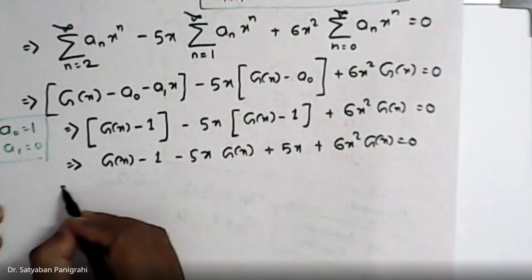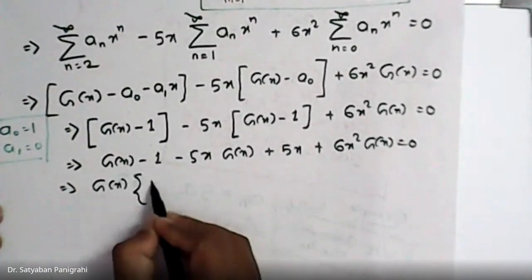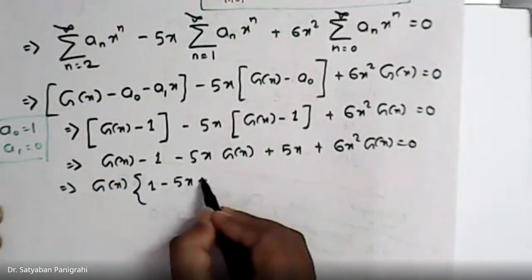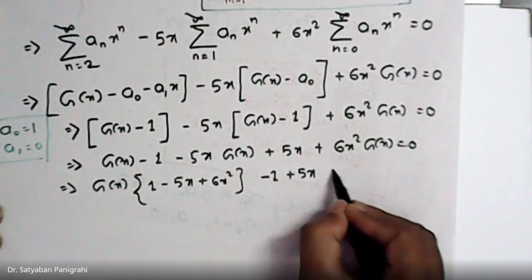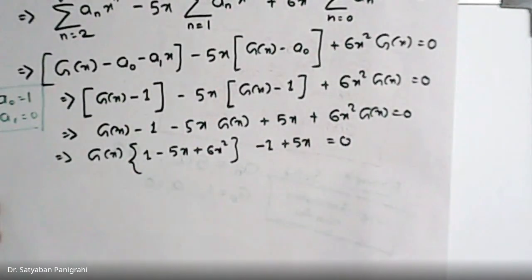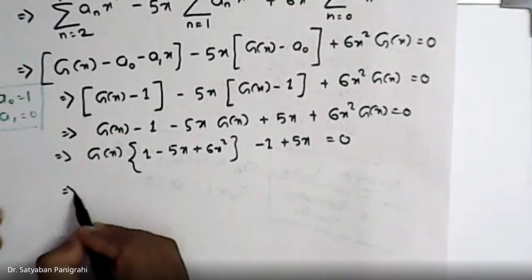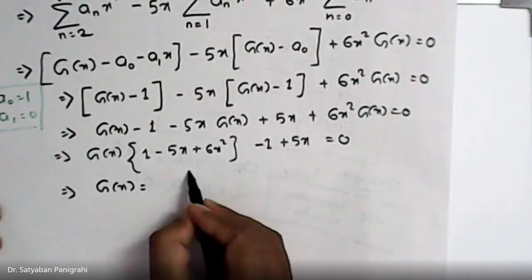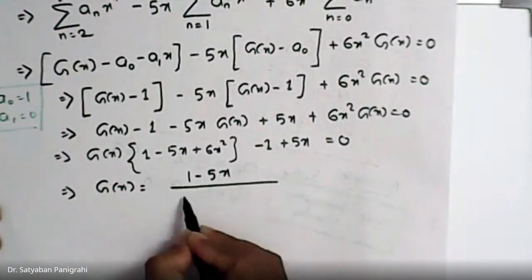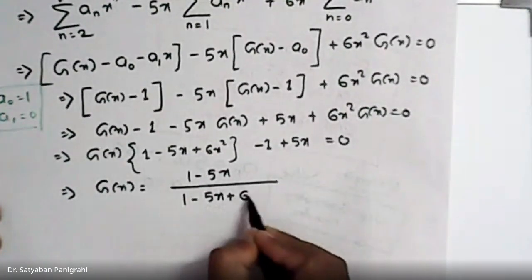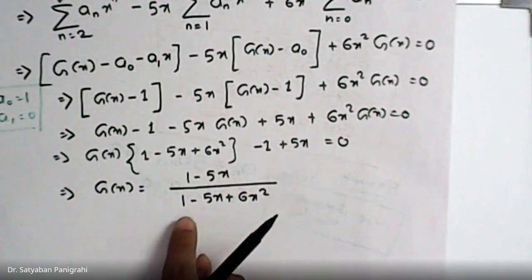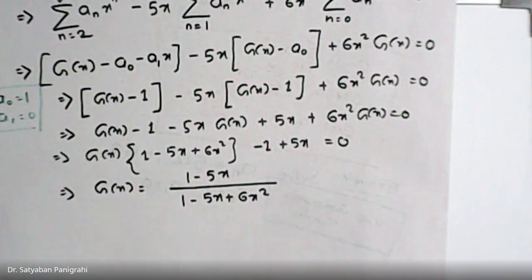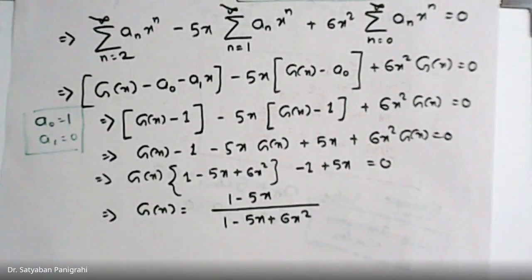Now taking all the g(x) terms one side, I can have g(x) into 1 minus 5x plus 6x square, and the remaining is minus 1 plus 5x equal to 0. Or simply I can have g(x) equal to, taking this side, 1 minus 5x divided by 1 minus 5x plus 6x square. We can write g(x) as 1 minus 5x divided by 1 minus 5x plus 6x square. Up to this, everyone clear? Yes, sir.